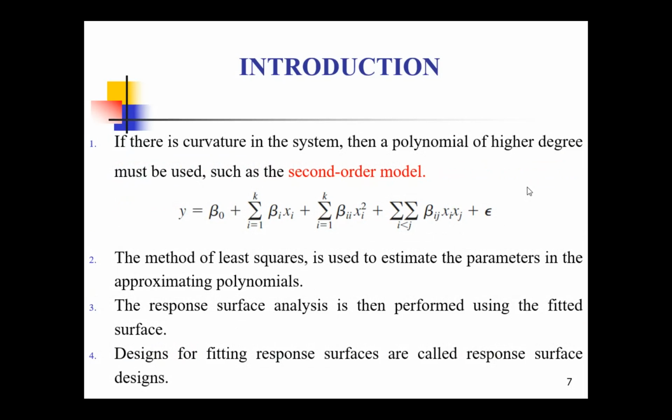So I'll frame an equation here. y is equal to beta naught plus beta 1 temperature plus beta 2 pressure plus beta 3 into temperature into pressure, that is xi xj. Xi is temperature and xj is pressure. So temperature into pressure plus beta 4 temperature square plus beta 5 pressure square. We are also going to include the square terms, plus the error term.